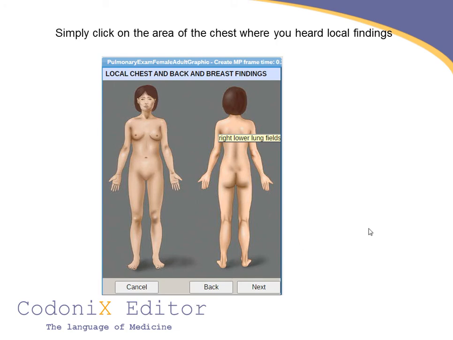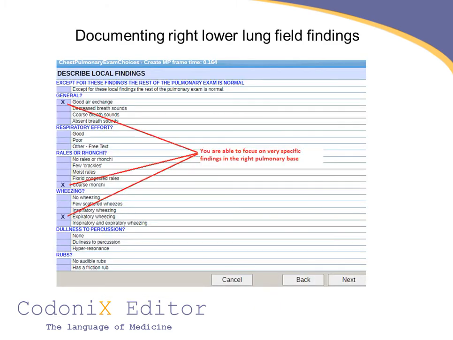This brings you to a mannequin, and you simply drag your cursor over where you hear the findings, in this case, the right lower lung fields. Since the application knows that you're in the right lower lung fields, it asks you appropriate questions. You are able to focus on very specific findings in the right pulmonary base. In this case, there was good air exchange, heard coarse rhonchi, and some expiratory wheezing.